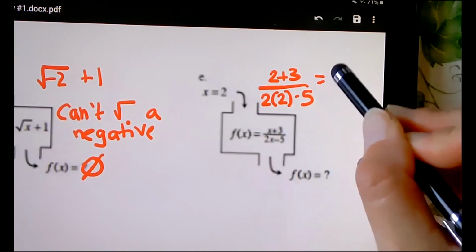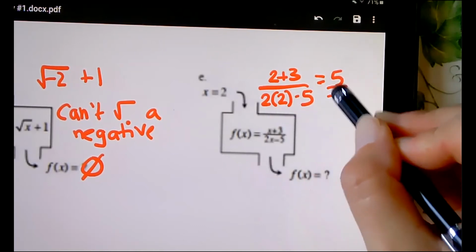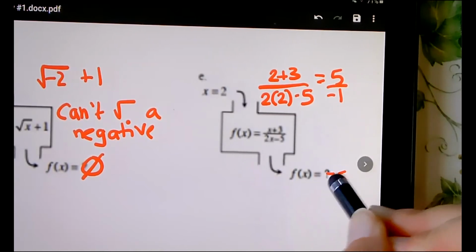2 plus 3 is 5. 2 times 2, that's going to be a 4. 4 minus 5 is -1. So my answer is -5.